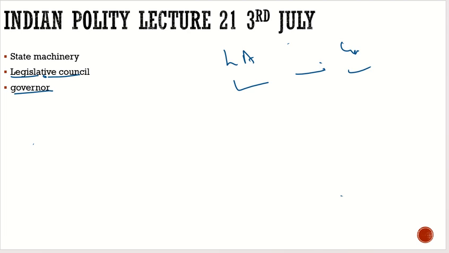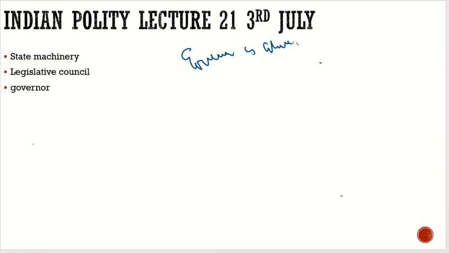Now let's discuss the governor. This is an important post, and it is one of the most controversial posts which we have seen over the last few years. The post of the governor is always under controversy. Why? There are various reasons for that. First we will understand the governor, then we will go to the various contradictions and controversies related to the governor.